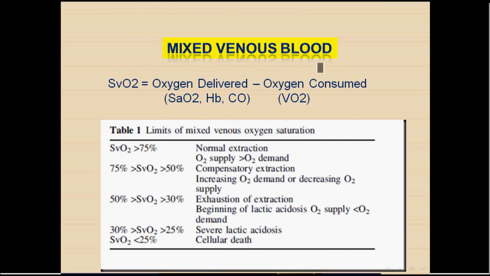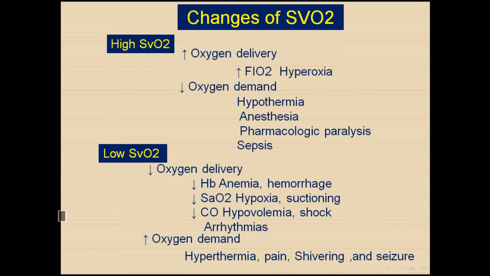So the mixed venous blood saturation is the difference between oxygen delivered, as I've mentioned, and the oxygen consumed. Normally it is about 75. If it is between 50 and 75, you have to take care; some sort of hypoxia which should be corrected. Between 30 and 50, it is a problem. Less than 30 is incompatible with life.